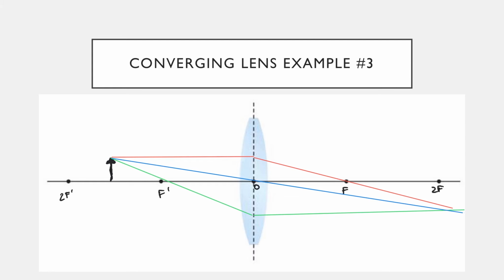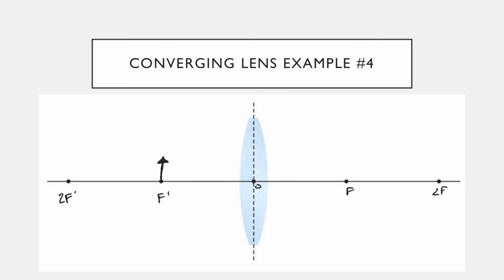This one is getting a little bit trickier here, but we can see that the object is going to produce an image slightly after 2F. This image is going to be larger, inverted, because it's upside down, beyond the point 2F, so anywhere to the right of that, and is again another real image.